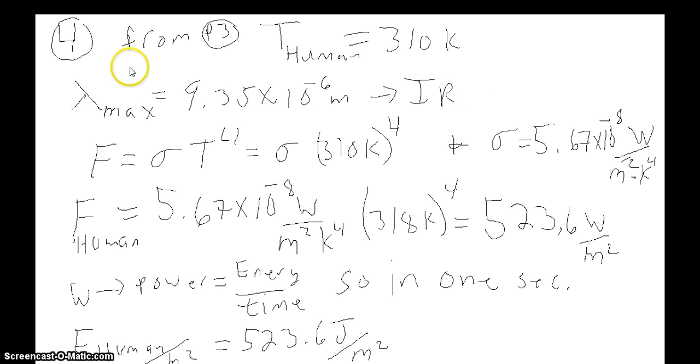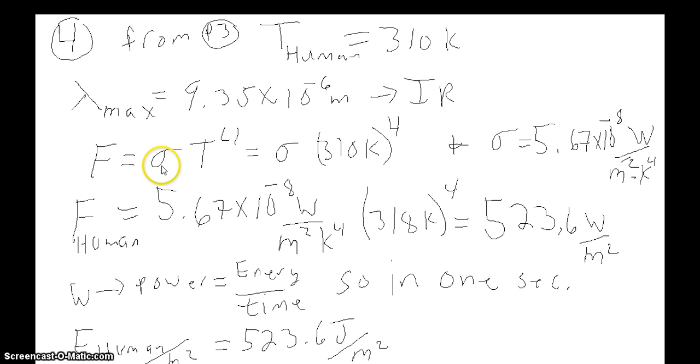All right, let's actually do problem 4 using this temperature, 310. So this F here is equal to sigma times the temperature to the 4th power. F is what we would call the power flux. Flux is the amount of power produced per square meter.